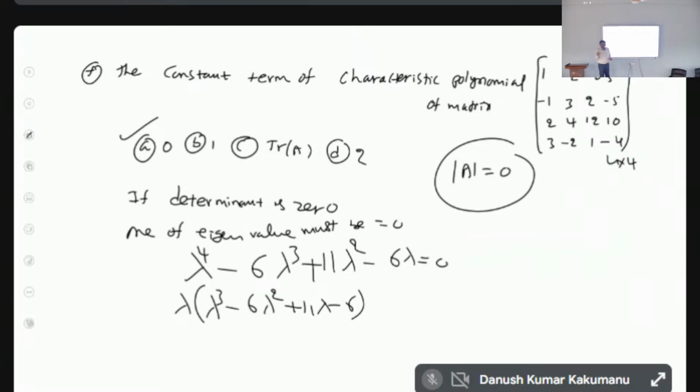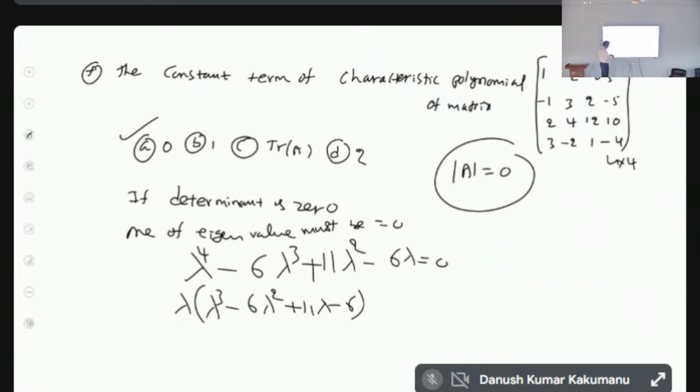Is it clear? Why did lambda come common here? There is no constant term. Why no constant term? One eigenvalue must be 0. What is the constant term of the characteristic polynomial? 0 is the correct answer.